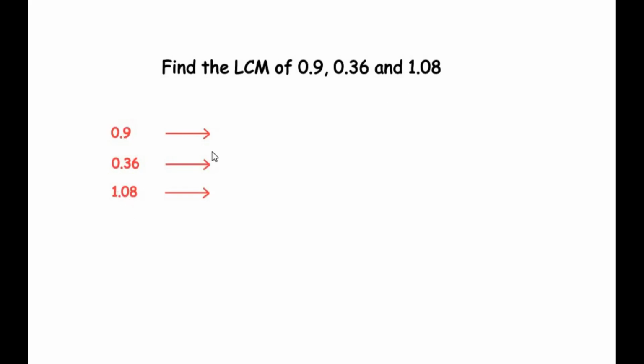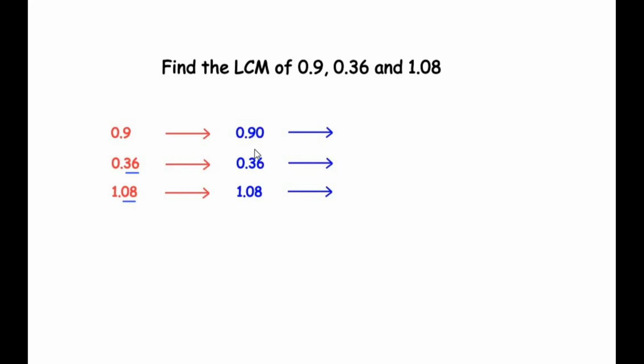In the next step, we have to make the same number of digits after the decimal point. For example, for 0.36, after the decimal point there are two digits. For 1.08, there are two digits. But for 0.9 we have been given just one digit. So we can make it two digits by adding a 0 after 9. It does not change the value of the number. This is also called a dummy 0 or an acting 0.